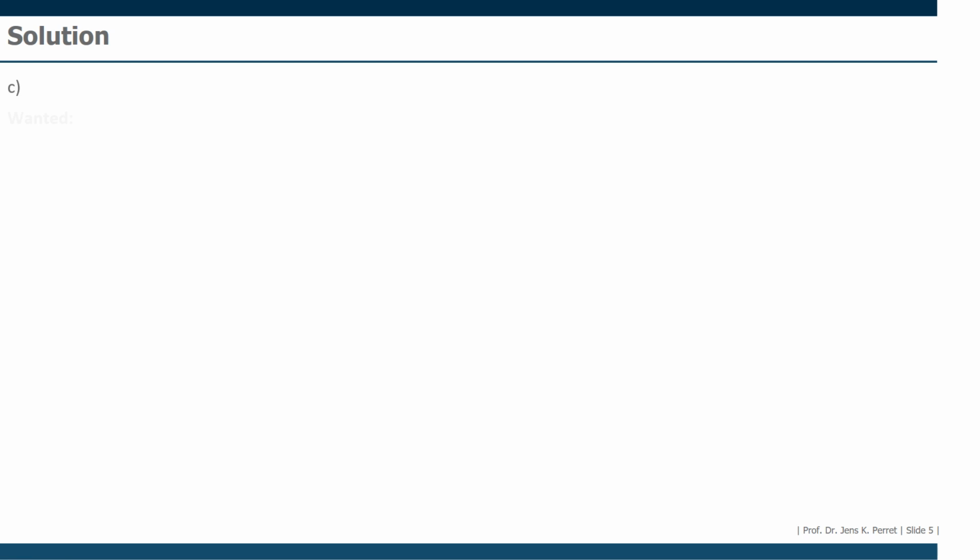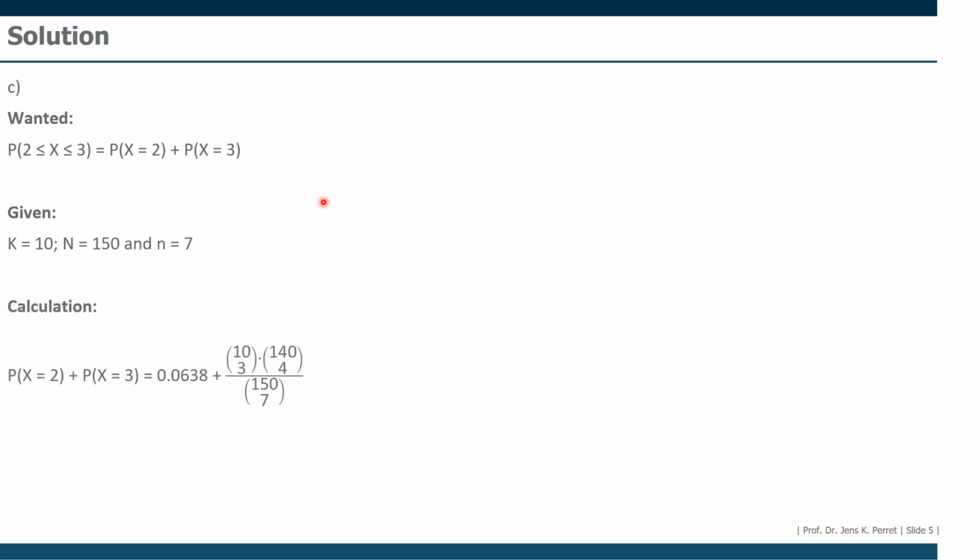In this third and final part, what we're looking for is between 2 and 3. That's actually a very complicated way of saying it should be 2 or 3, because here we have a discrete distribution. Discrete means we can only have integers as values. There is no integer between 2 and 3, so 2 and 3 are the only values we get. Again, we have the same values given as before for large K, large N, and small n. So we're simply going to insert what we have here.